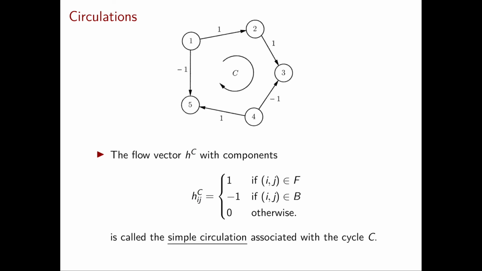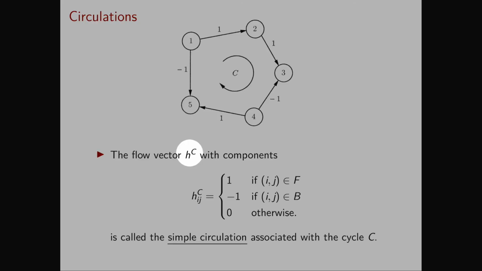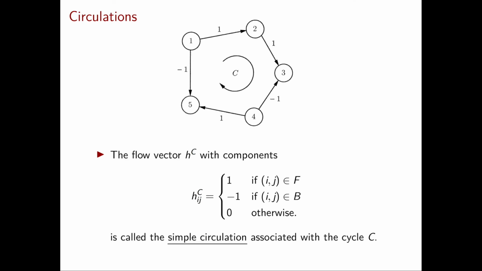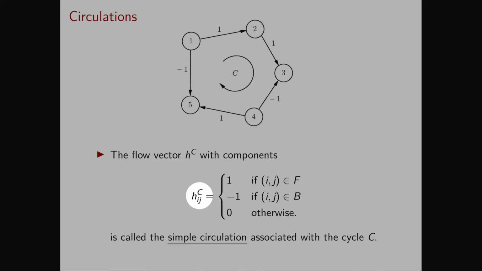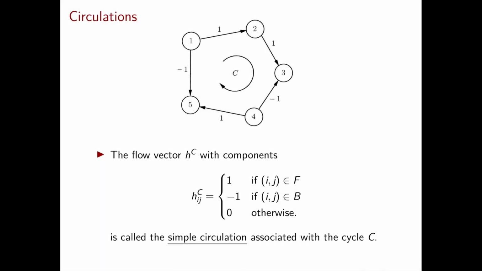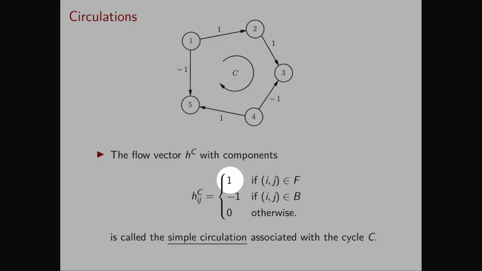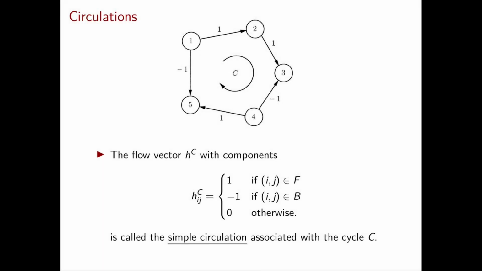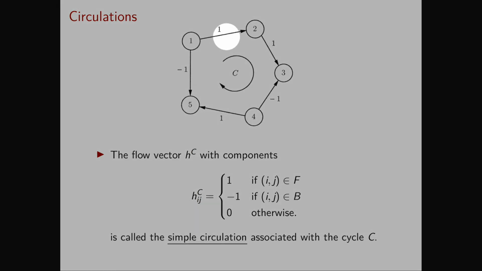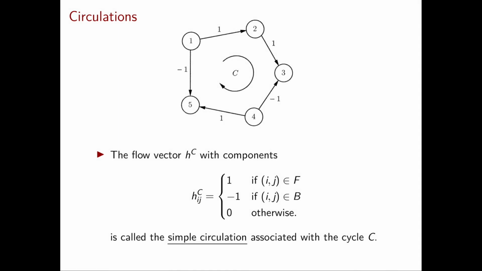This simple circulation is denoted by hC and is defined as follows. The component of hC corresponding to the arc ij is equal to 1 if ij is in F, it is equal to -1 if ij is in B, and it is 0 otherwise. So in our example, we have a 1, 1, -1, 1, and -1. All the remaining arcs in the directed graph have value 0 in the simple circulation.